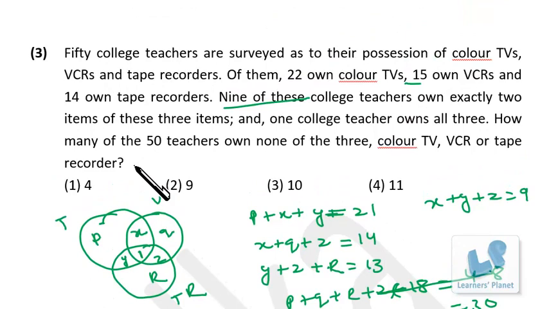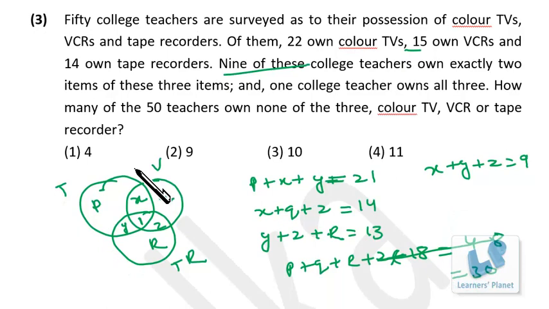So 40 out of this 50, 40 have at least something. Okay, that means the remaining 10 have nothing. Okay, so 10 is the correct answer. So once this concept of Venn diagram is clear, you can do this sort of problems easily.